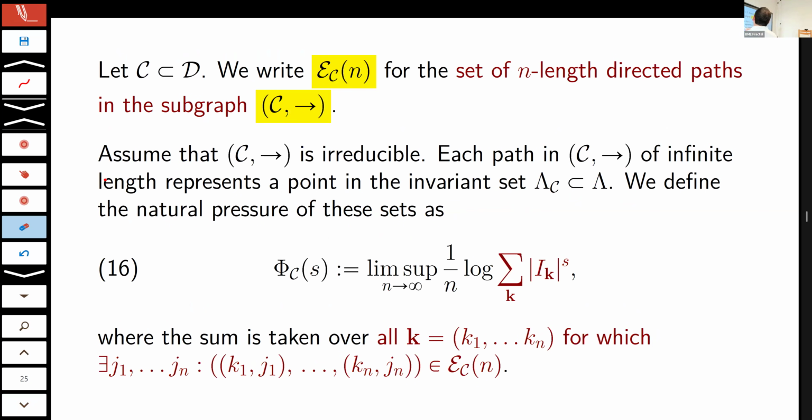Let C be a sub-diagram of D, and we write E_C^n for the set of n-length directed paths in the subgraph defined by C. Let's assume that it's irreducible. Then I can define the pressure on the subset similarly as I did for the whole diagram, simply by restricting the set of words I can use in the summation. So the definition is the same, but I sum not over all the intervals, but only over a subset of them defined by this sub-diagram.